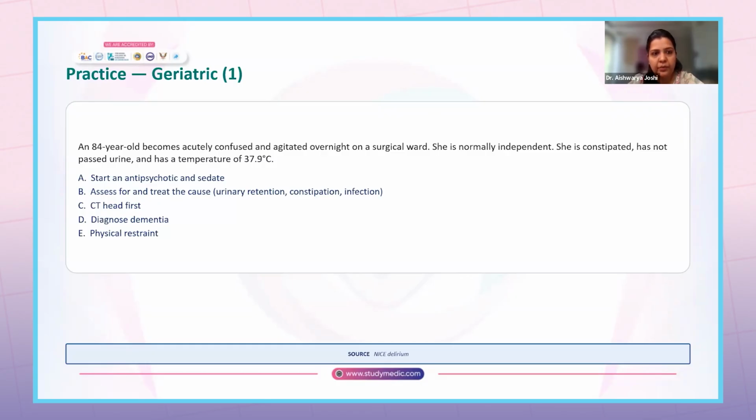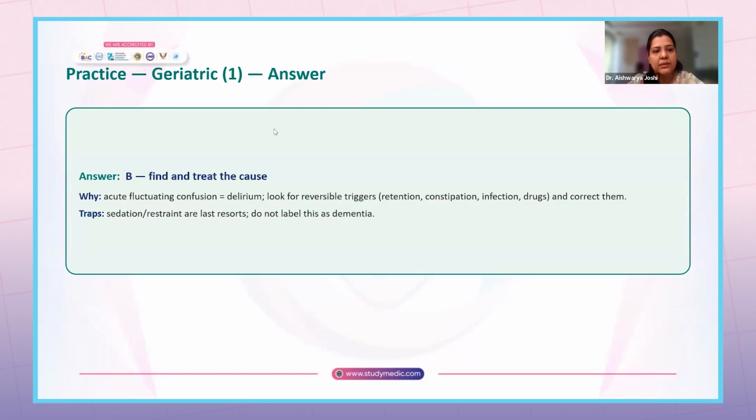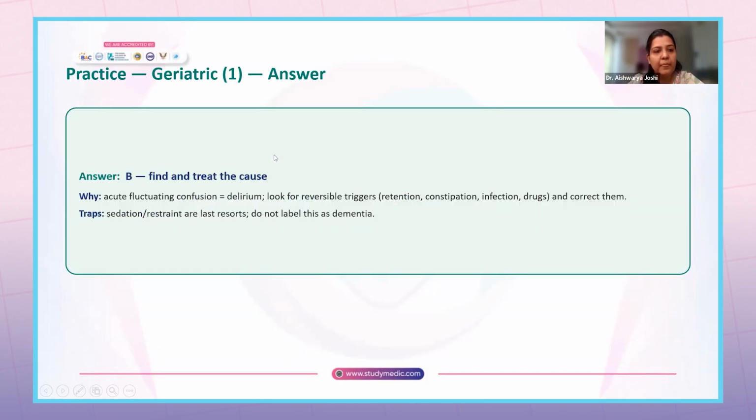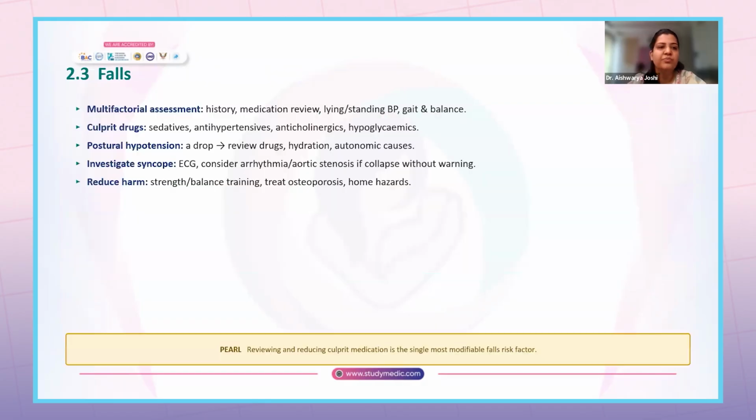Very clear? Assess for and treat the cause. Why? Acute fluctuating confusion. This patient has delirium, and we need to look for reversible triggers like retention of urine, constipation is there, infection, and any drugs that she might be taking. This temperature is mild fever, right? Sedation and restraint have to be the last resort, and this should not be labeled as dementia. Dementia is something related to memory in the absence of triggers.